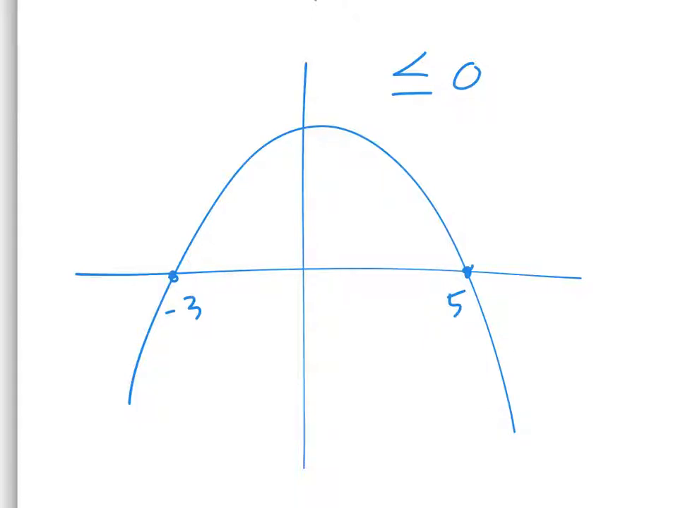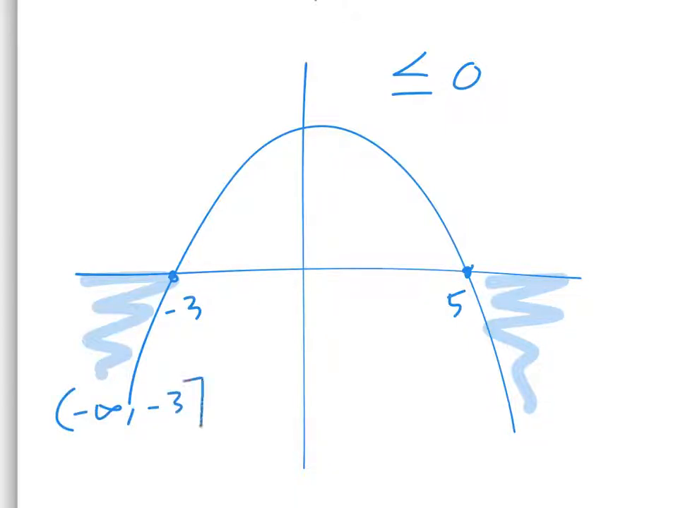Yes, but you need to switch. Yes, but for infinity we put a parenthesis. No, yours is like overlapping everywhere. Bracket, parenthesis. Okay, so now we are looking at this part, and there is an equal to on there, so that's negative infinity to negative 3 included, and then 5 to infinity. Okay?